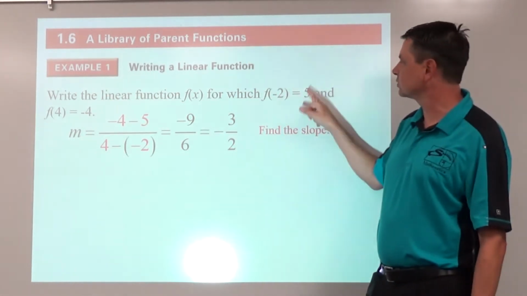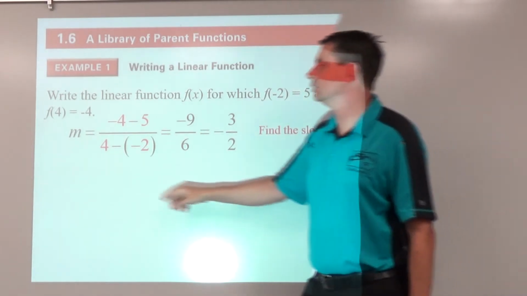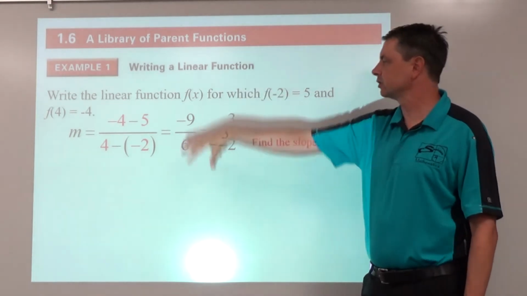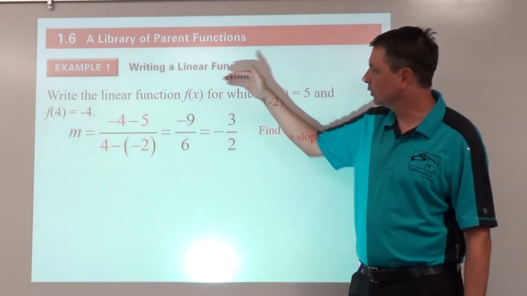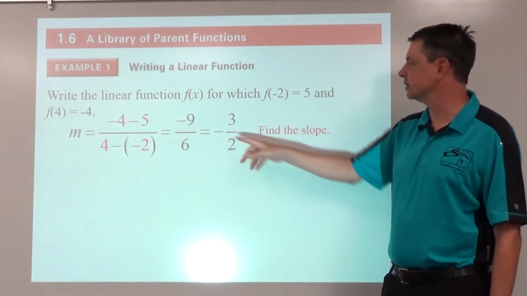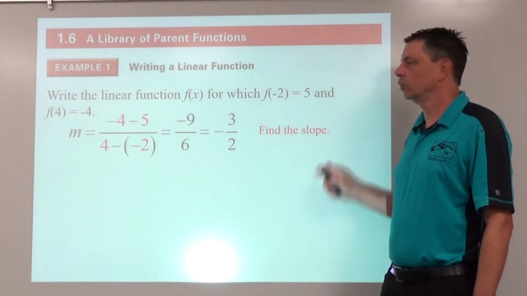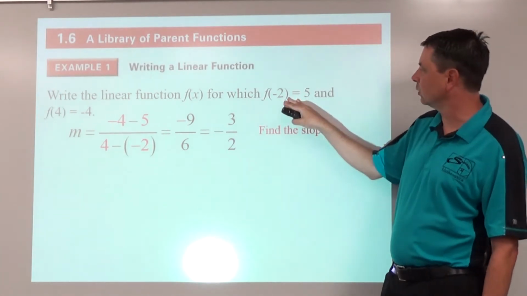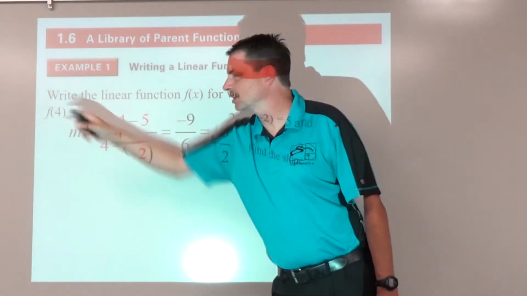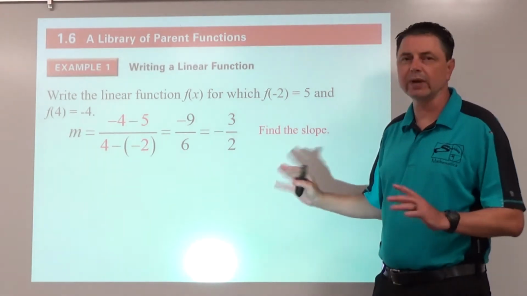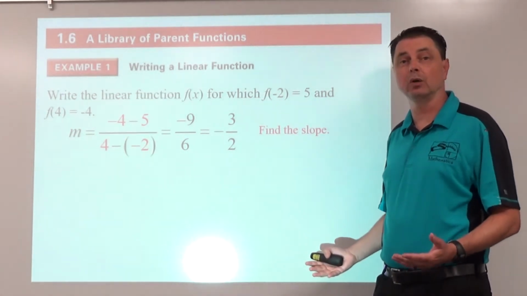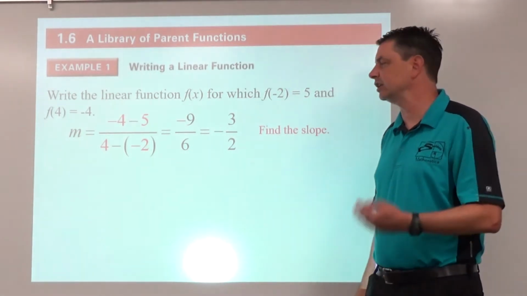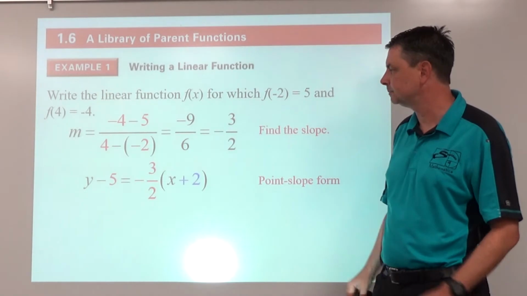y2 minus y1 over x2 minus x1. Using the slope formula, we would get negative 9 over 6. We would reduce it to negative 3 over 2. We found the slope. Now, we do not know the y-intercept, because x was not 0. So these are just random points, so we probably want to use point-slope form for the equation of a line. So y minus y1 is equal to m times x minus x1.